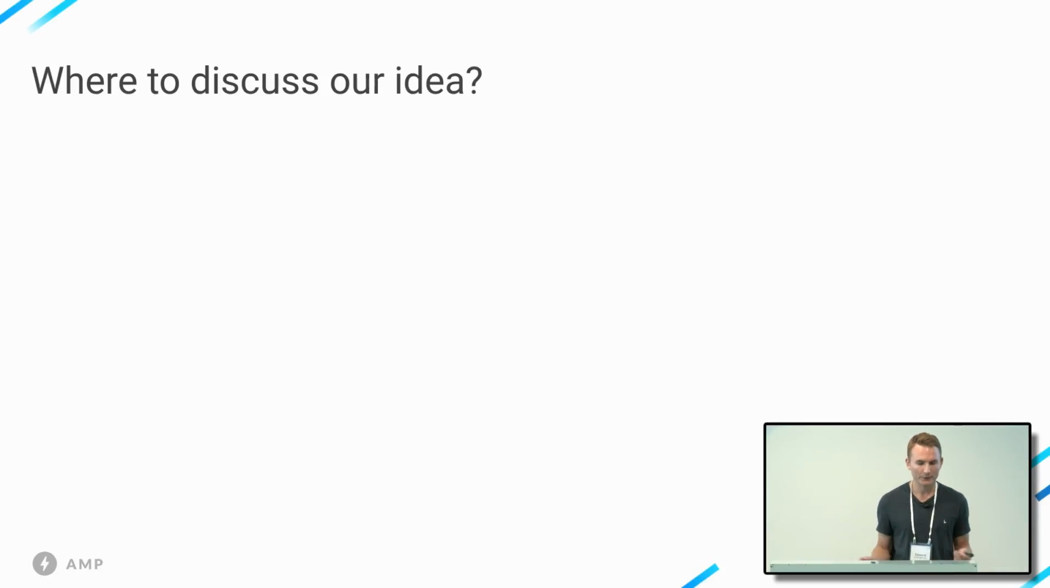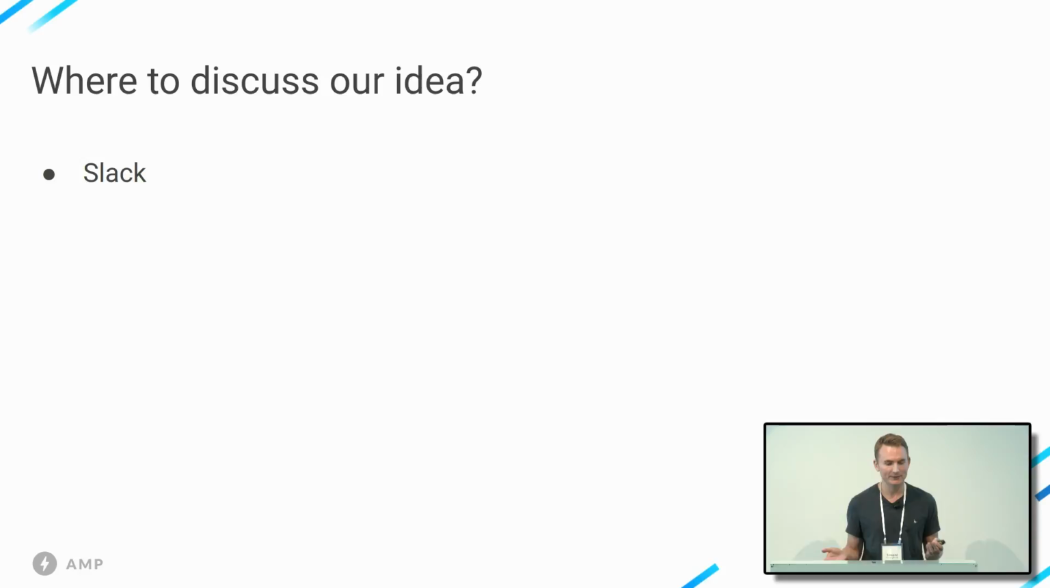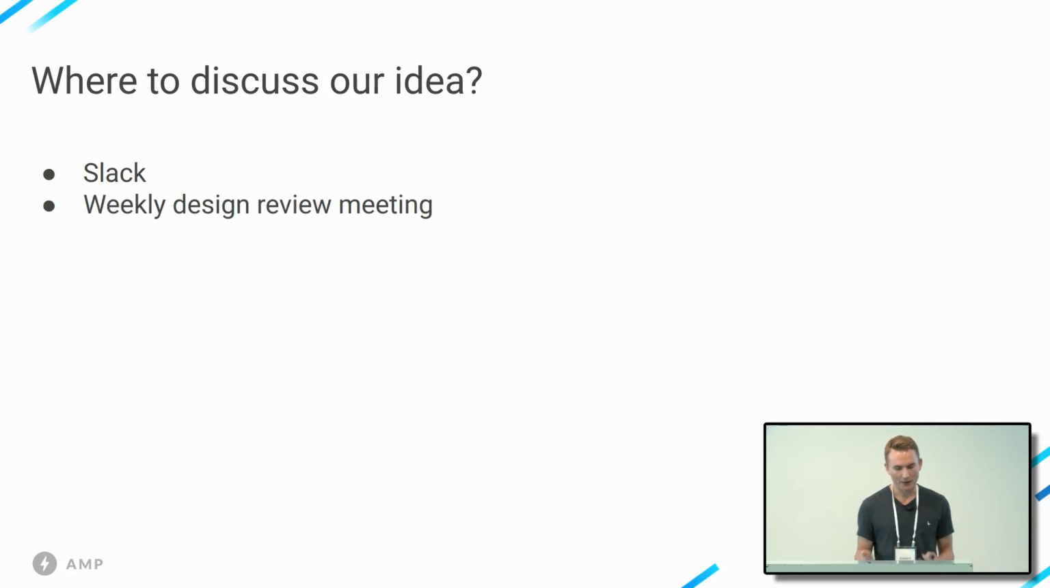So where would we discuss all this? Well, the first place I would probably go would be the AMP Slack workspace and the contributing channel in there. And I think that's a great place just to get some initial feedback on the idea from other people in the AMP community. There's also the weekly design review meetings that Naina spoke about earlier. And like she said, they're video conferences that happen every Wednesday, and everybody in the community is welcome to join those.